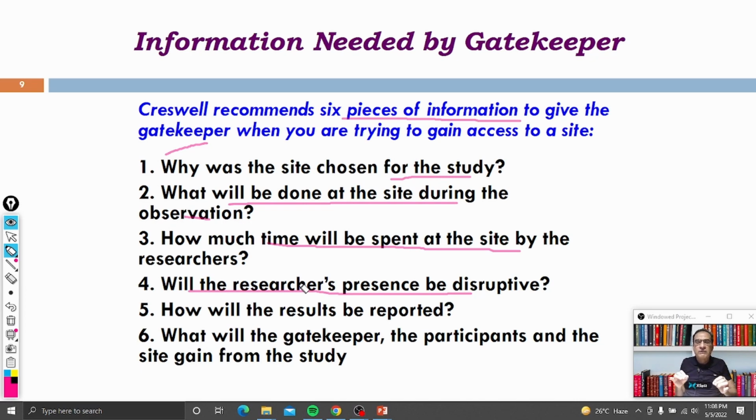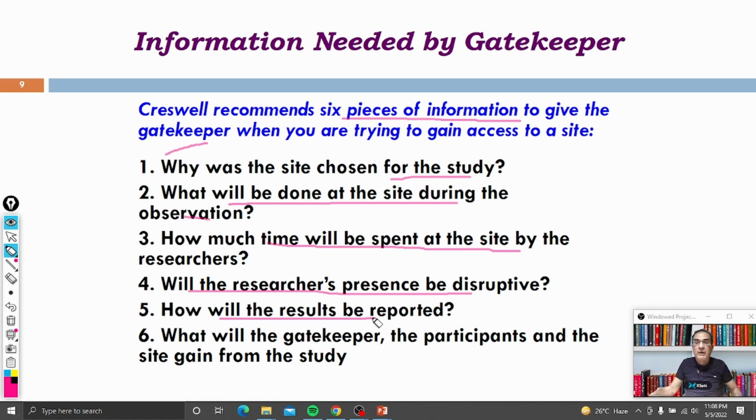For instance, if you visit a school and there is an activity running in a class, when you go into the class, your presence will affect the activity of the school. How will the results be reported? And how will your results be reported?